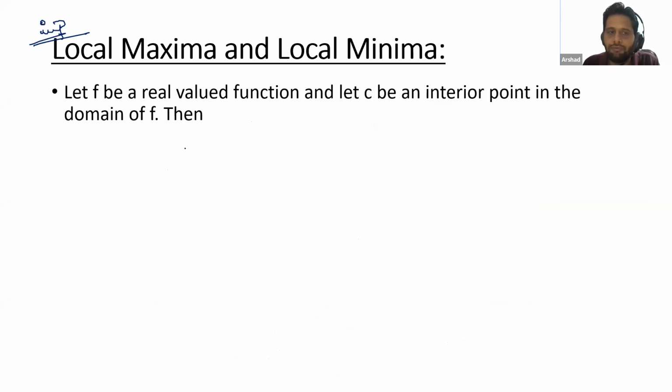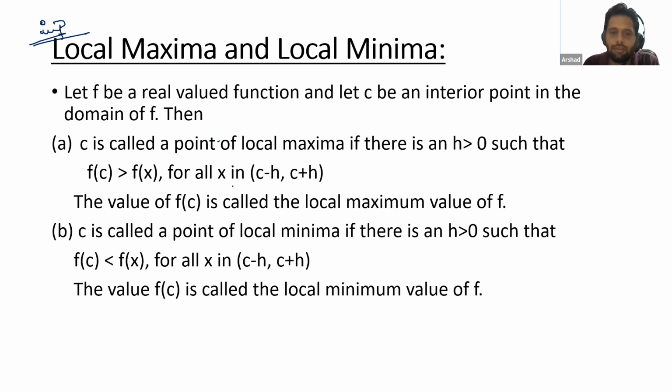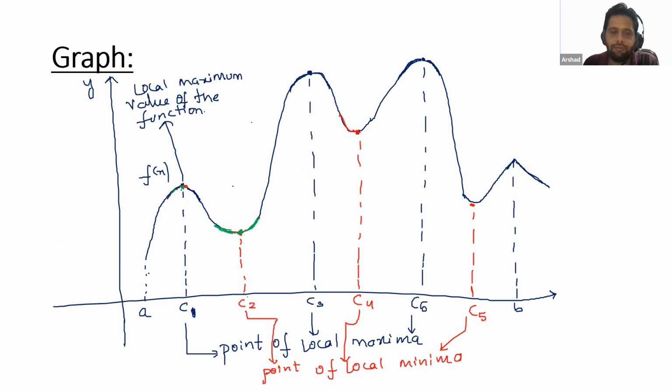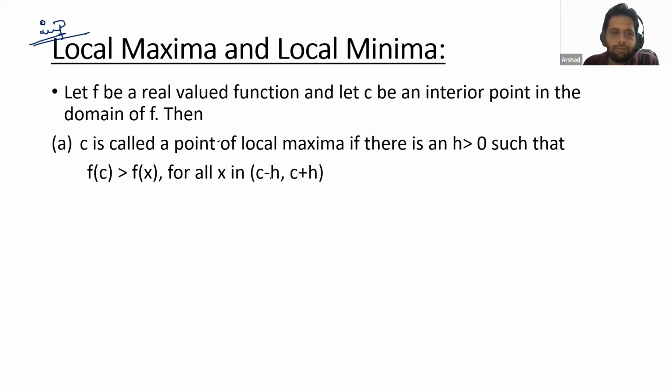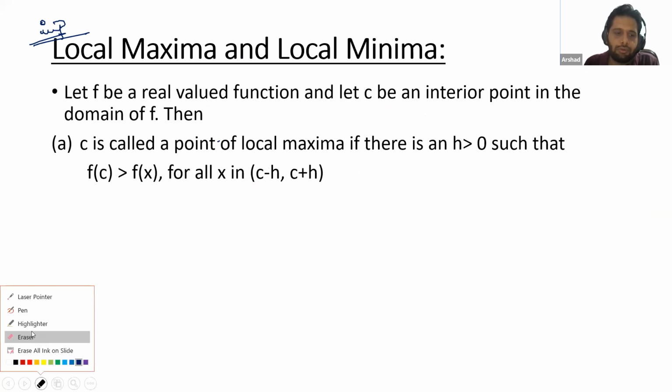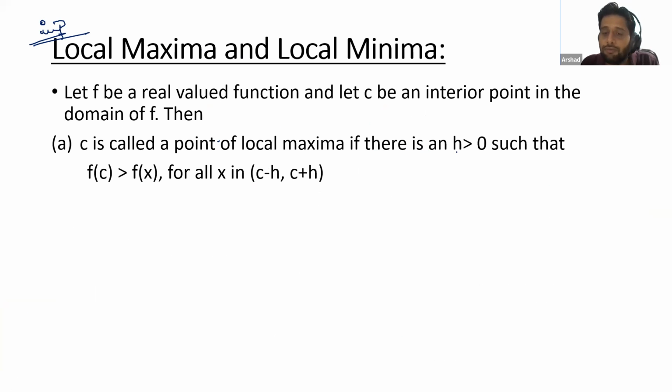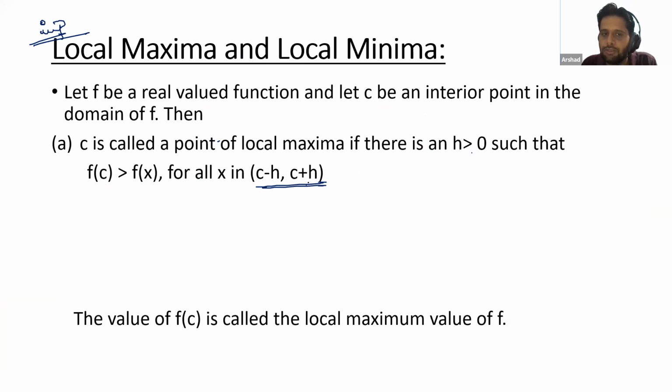We have a domain of f. For example, in this graph, the domain is from A to B, and all these points are in the interior of the domain. So c is called the point of local maxima if there is an h greater than 0 such that f(c) is greater than f(x) for all x in (c minus h, c plus h). What is meant by c minus h, c plus h?